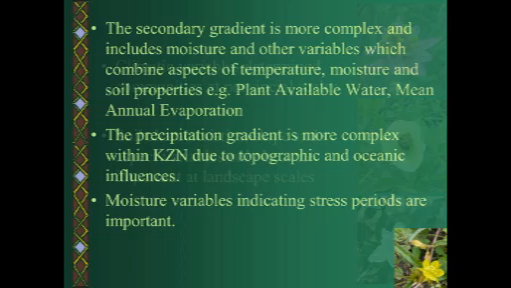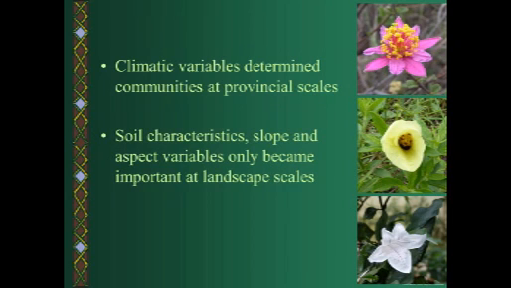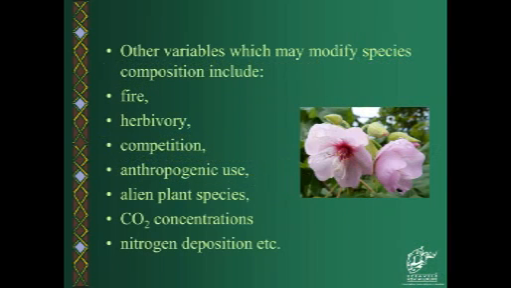So climatic variables help to describe vegetation composition at a provincial scale, and soil characteristics, slope and aspect variables only became important at a local or landscape scale. The current determinants of floristic composition are climatic variables, temperature and precipitation, but it's these exact variables that are predicted to change with climate. So we can expect our vegetation to change greatly, and therefore it's imperative for inclusion in our conservation planning initiatives.